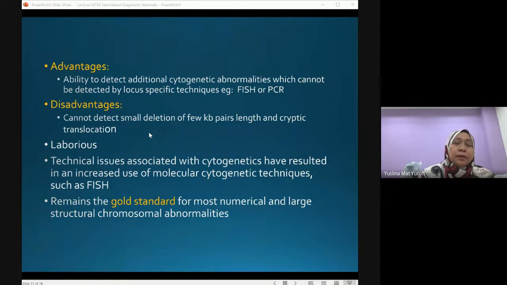So what are the advantages of cytogenetics? It is able to detect additional cytogenetic abnormalities which cannot be detected by locus-specific techniques, for example, FISH or PCR, which I will explain later. Disadvantages: it cannot detect small deletions of a few kb in length and cryptic translocations. It is laborious, and it also has some technical issues which resulted in the increased use of other techniques such as FISH. However, cytogenetics still remains the gold standard for most numerical and large structural chromosomal abnormalities.